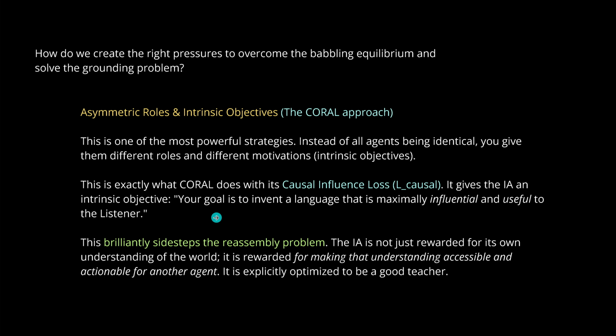Because what we tell this information agent is: your goal is to invent now a language that is maximally influential and useful to your operative part, to the other agent, the control agent. So this, brilliantly I would call it, sidesteps the reassembly problem I faced in my last video with GPT-5, why GPT-5 fails.